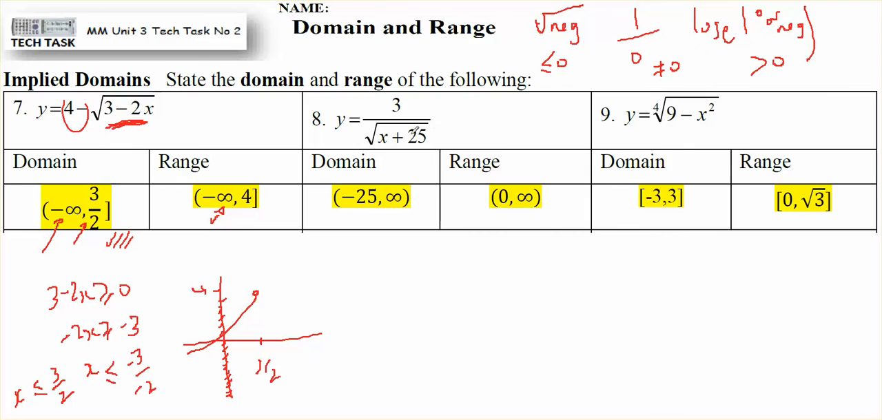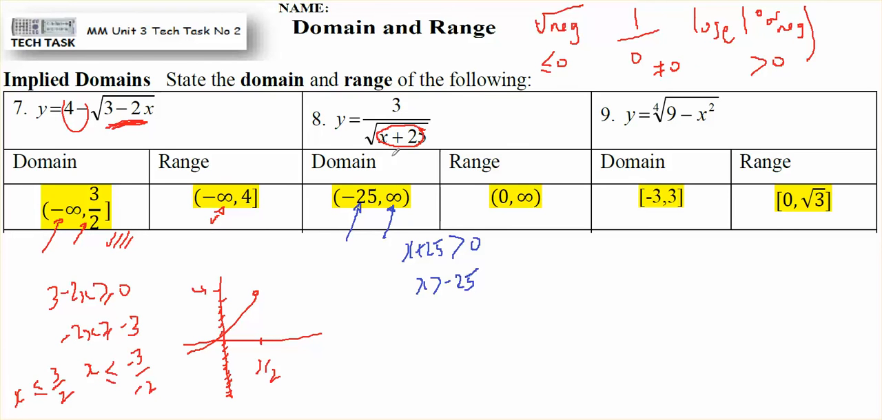The next question, I've got this which is in the denominator, and it's also underneath the square root. So x plus 25 can't equal 0, and it's got to be bigger than 0. So x is bigger than negative 25, which is why the domain is negative 25 to infinity, but it can't equal negative 25.